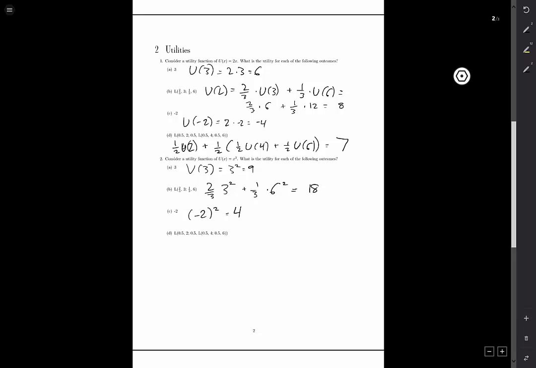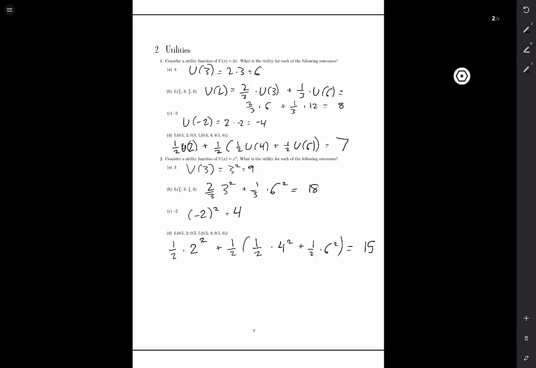Now we have this lottery within a lottery, so we have 1/2 times the utility, which is going to be 2 squared, plus 1/2 times the lottery, which is 1/2 times 4 squared, plus 1/2 times 6 squared. If we plug and chug, we get 15. Okay, so hopefully you're comfortable now with utilities.